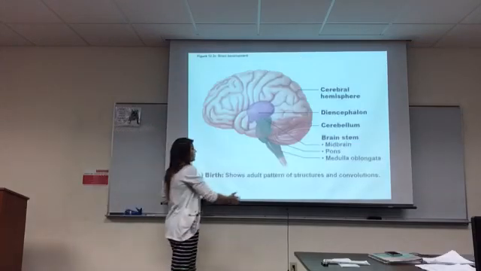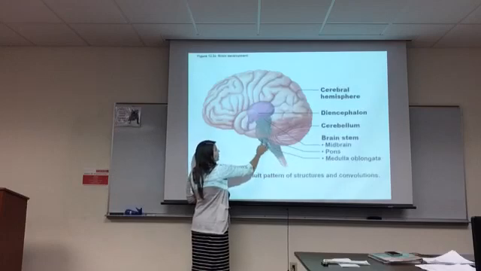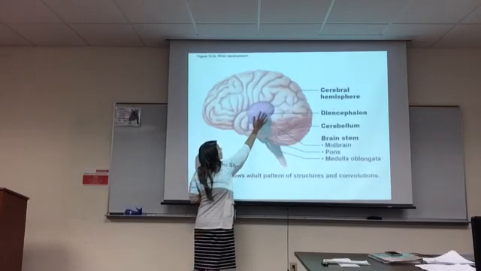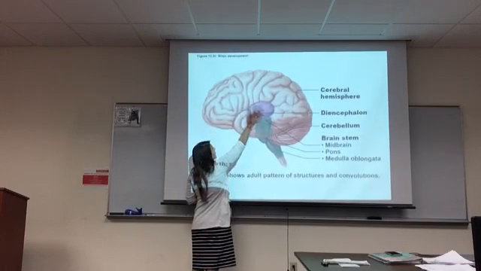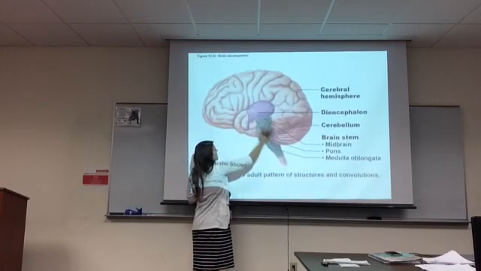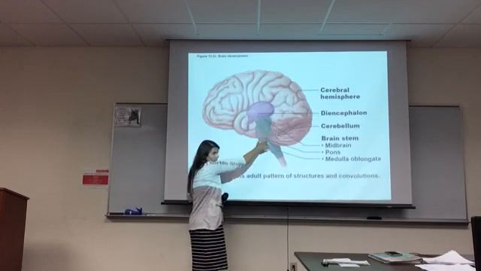Okay? So here we have our spinal cord, our medulla oblongata, our pons, midbrain, diencephalon. Right here is your pituitary gland. Here is your cerebrum, cerebellum.